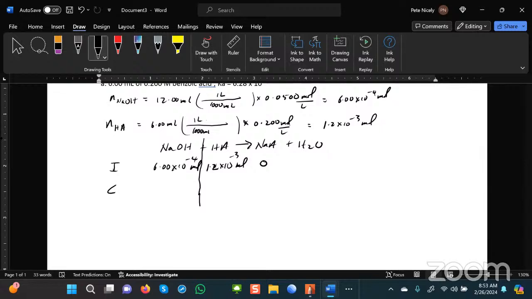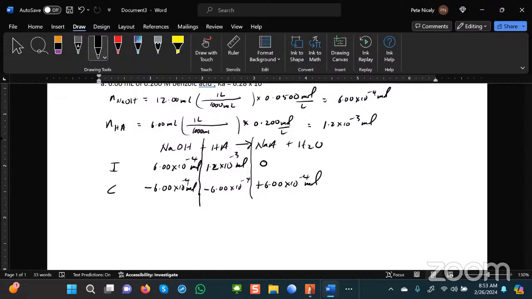Sodium hydroxide, exactly. So therefore, minus 6.00 times 10 to the minus 4 moles of the sodium hydroxide will react. And because of the 1-to-1 mole ratio between those two, minus 6.00 times 10 to the minus 4 moles of the acid will react. And again, because of the 1-to-1 mole ratio, as far as the sodium salt is concerned, plus 6.00 times 10 to the minus 4 moles of the sodium salt will be produced.